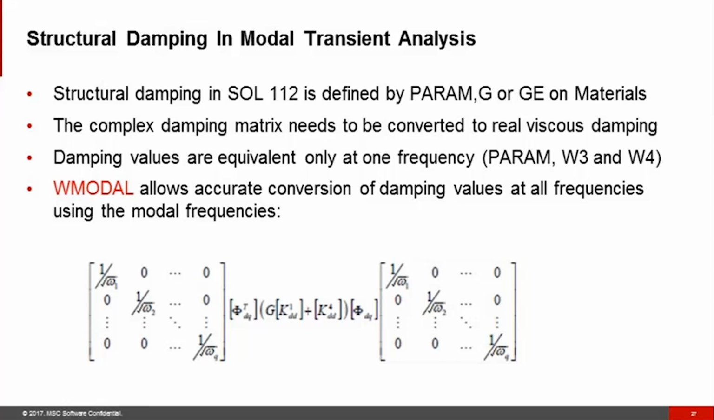2018.2, we have added a PARAM,WMODAL=YES, which will automatically produce the accurate conversion of damping at all frequencies. And this conversion is done using the modal frequencies based on the eigenvalues, as you can see below. This relieves the user from trying to determine the best value for PARAM W3 and W4, and it's an efficient way to increase the accuracy for damping values.